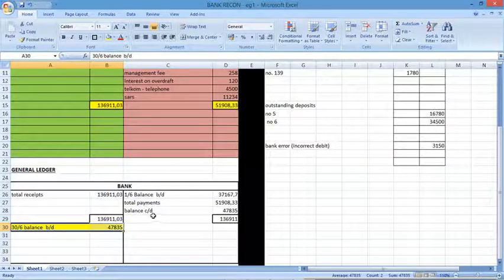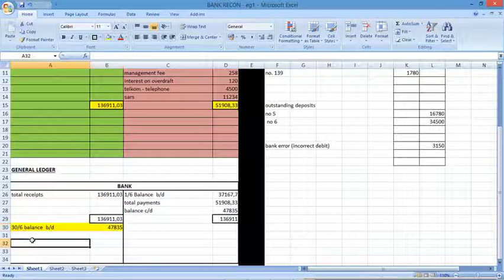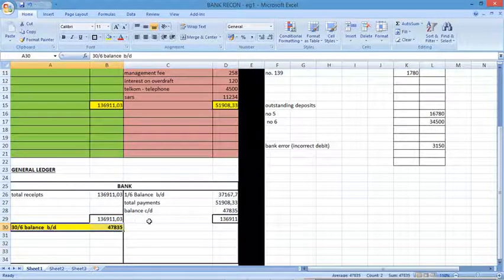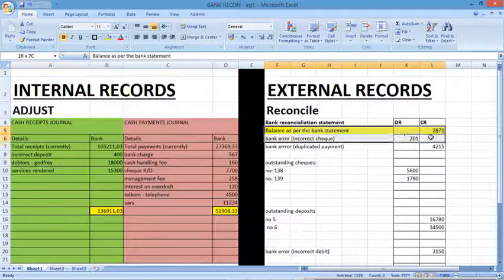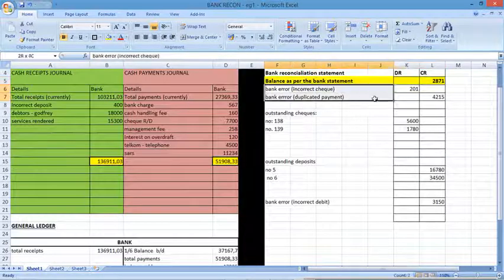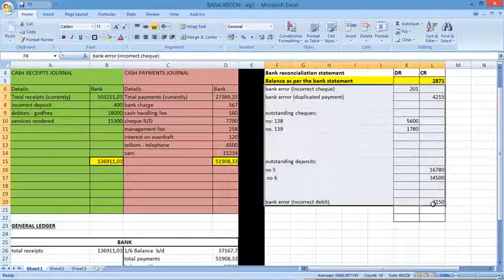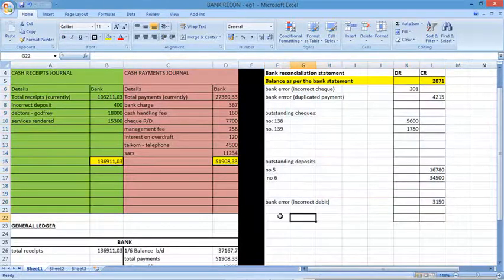On the bank statement. What balance do I see on the bank statement? 2871. Okay, are they reconciling? No. Internal records are showing you that. External records are showing you this. So, I need to take all of that into consideration. Oh, so you haven't... Okay.